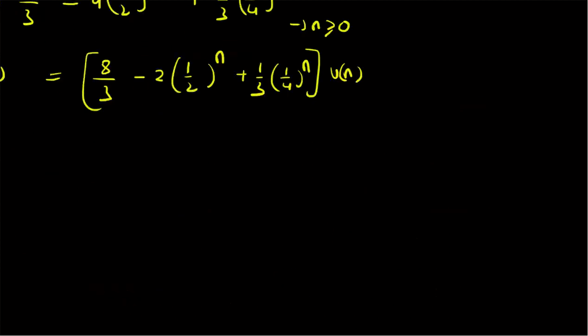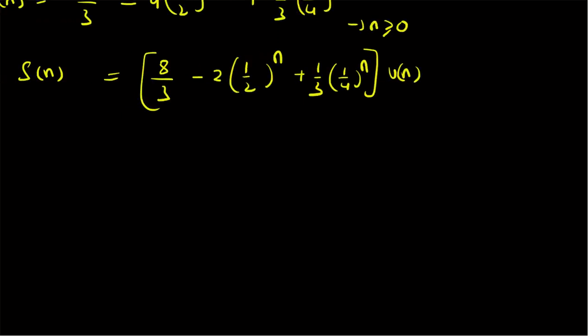So S of n is finally found to be 8 by 3 minus 2 times 1 by 2 power n plus 1 by 3 into 1 by 4 power n, u of n.